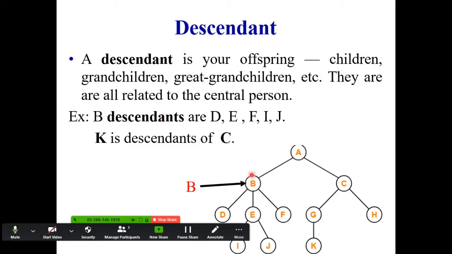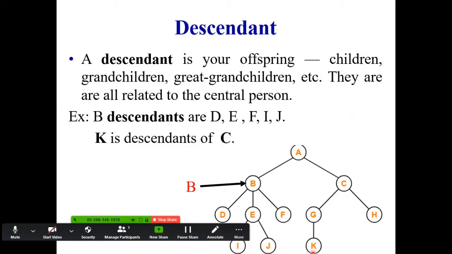Let us take the example of B. The descendants of B are what? D, E, F, I and J. I can say node J is a descendant of what? Node B. I can say the node I is a descendant of what? Node A.